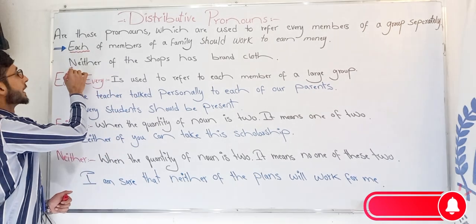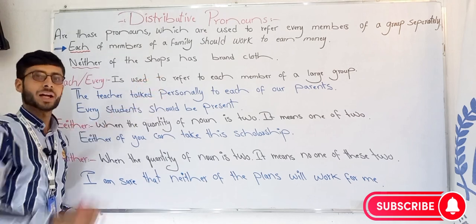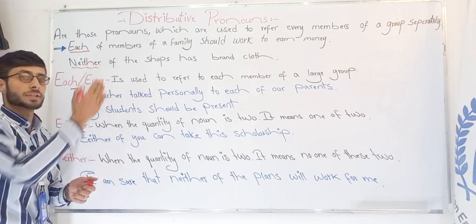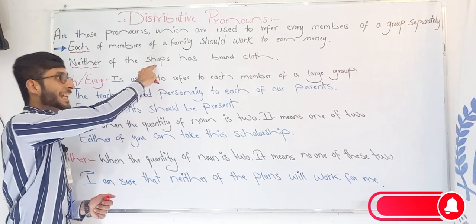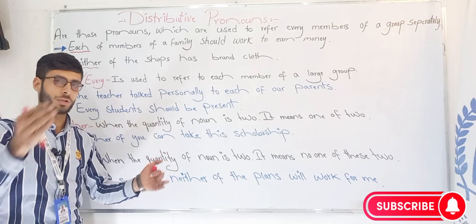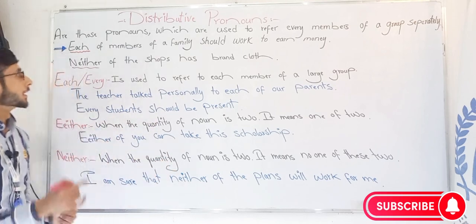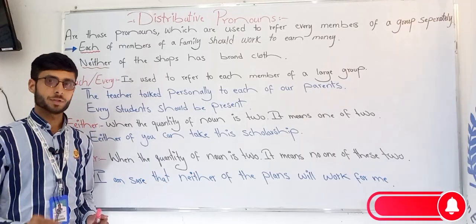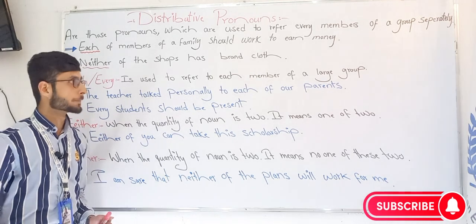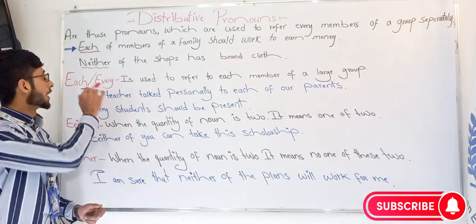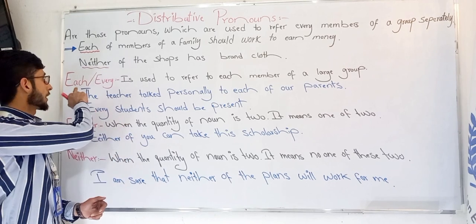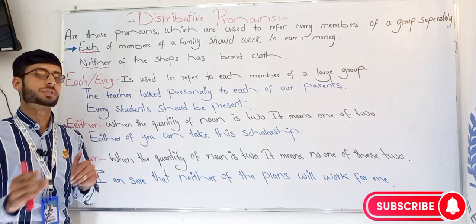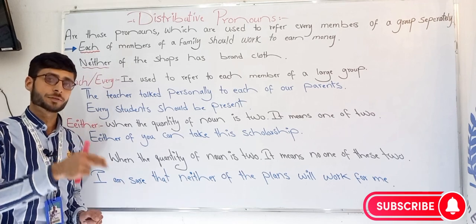The next one: Neither of the shops has brand clothes. Here we have neither. Neither is also one of the distributive pronouns. We want to talk about every shop in the world or in Afghanistan or in every country. Now, there are some types of distributive pronoun that we want to talk about today. What are the types of distributive pronoun? Today, in this video, we want to talk about each and every, either and neither. These are some distributive pronouns. Let's come to each of them one by one.